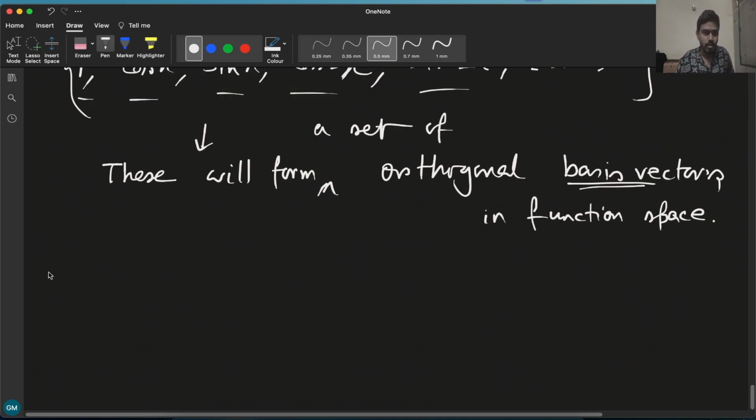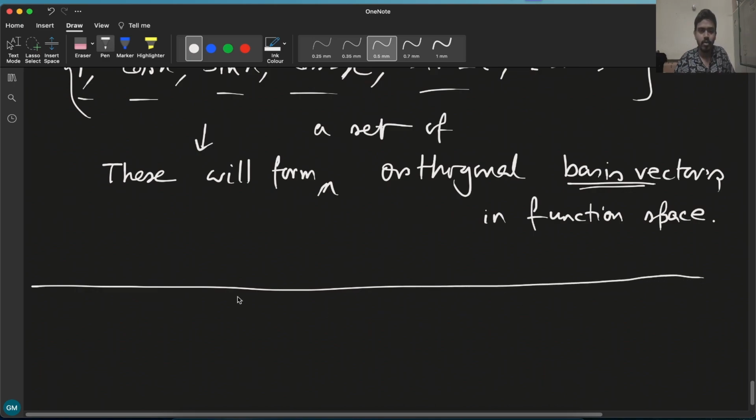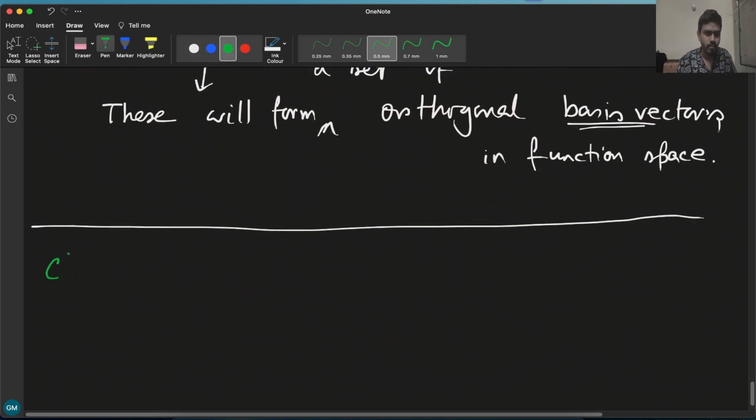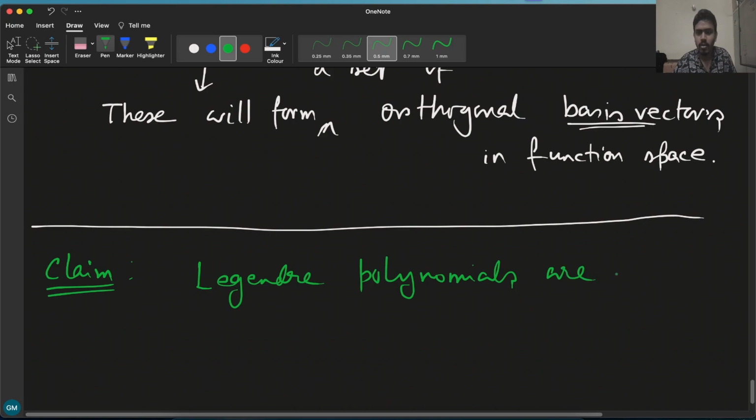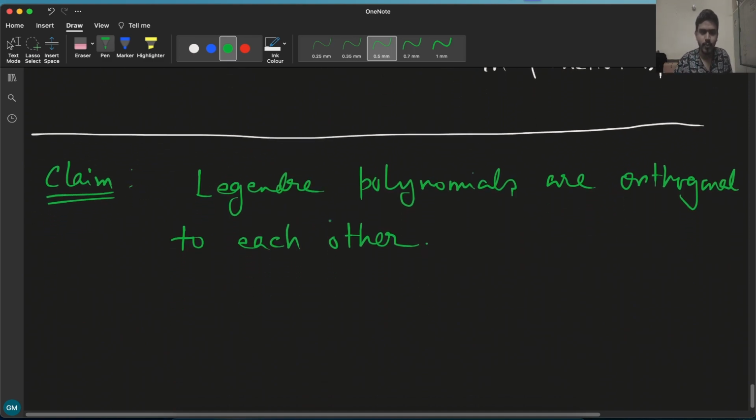Okay. So our claim is that Legendre polynomials are orthogonal to each other. Okay, this is the claim. Legendre polynomial means PL(x).